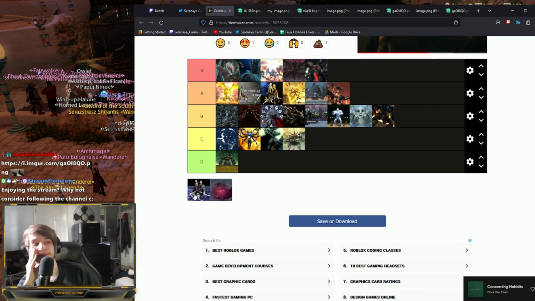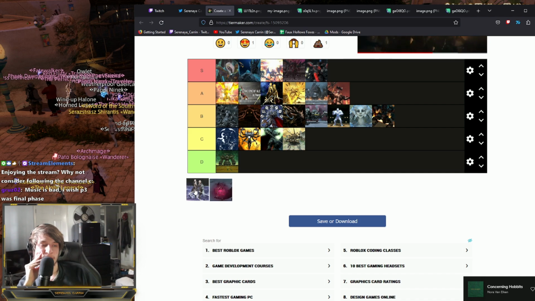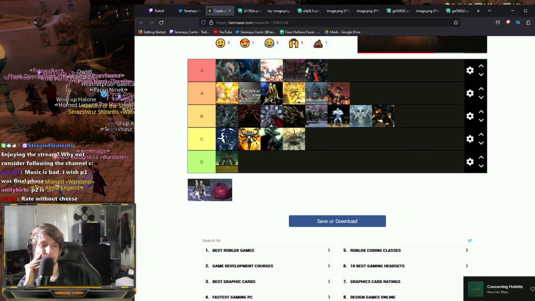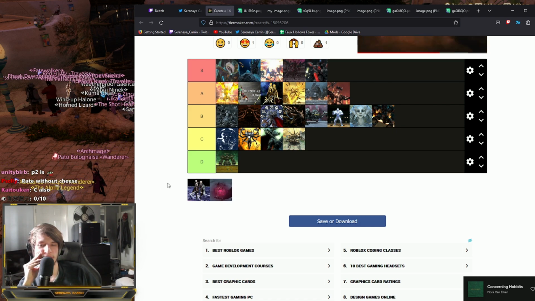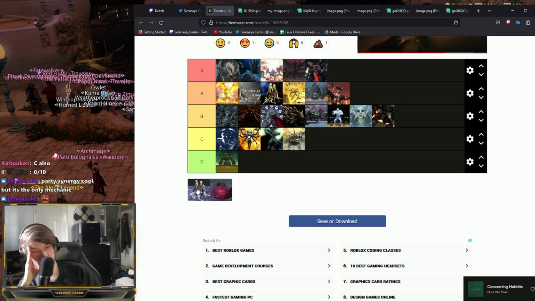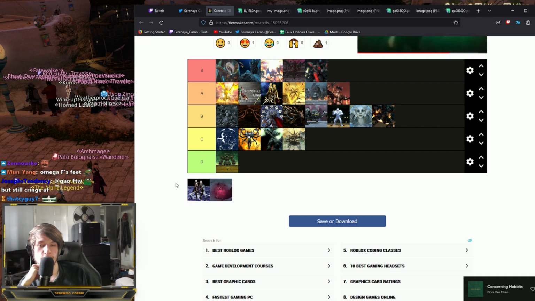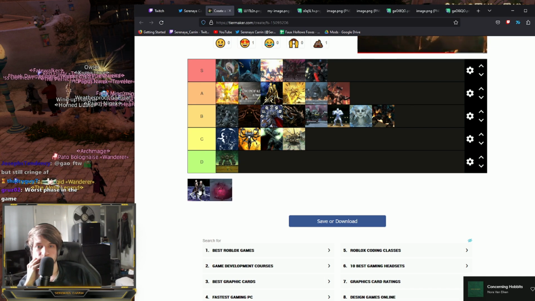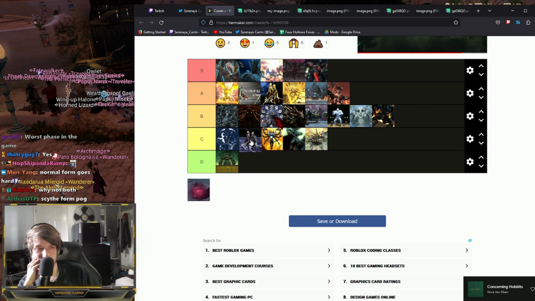TOP P2. Limitless synergy is not a mechanic. Rate without cheese. Who doesn't cheese it, though? Party synergy has never given me such an aneurysm in my life. Omega F's feet. What, in scythe form or normal form? I don't know. It's not a great phase, yeah.